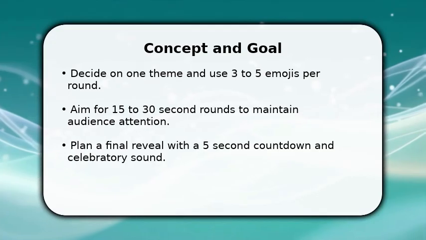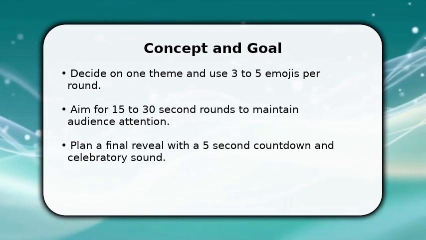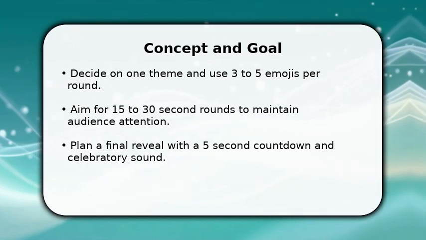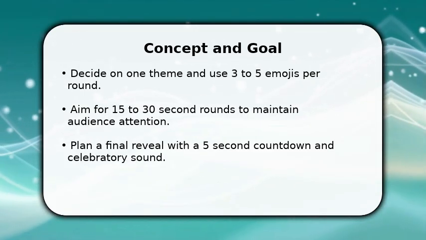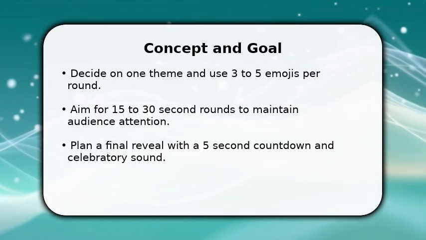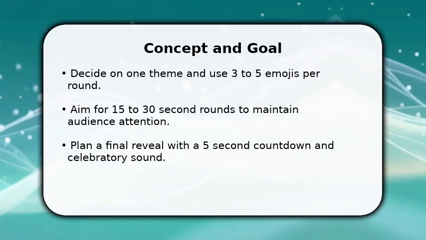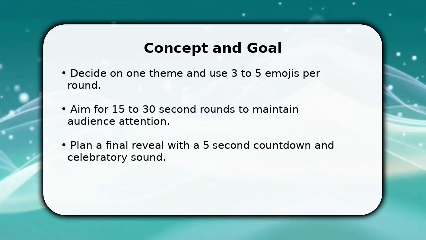Start by deciding a clear theme for your Find the Emoji video format. Choose one theme and place 3 to 5 emojis per round to keep it fun. Plan rounds that last between 15 and 30 seconds so viewers stay engaged. Use a visible timer on screen that counts down from 15 seconds to 0 for each round.